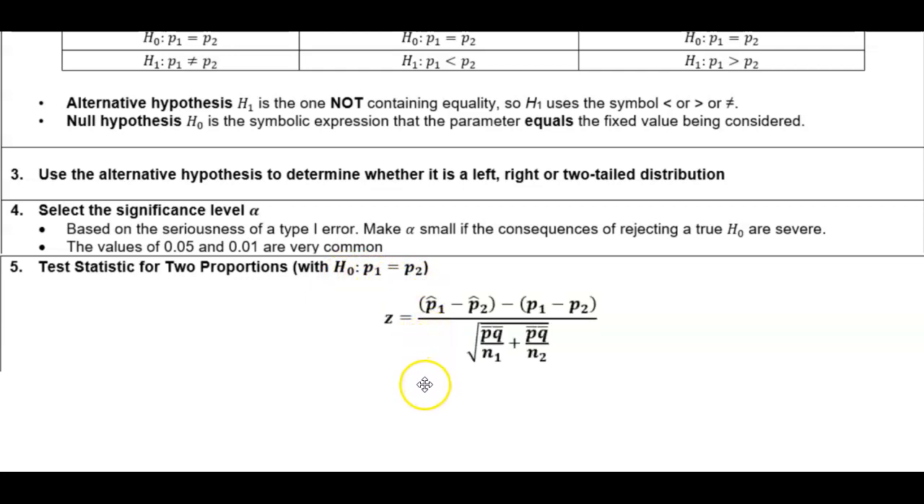So here we have the following. Z is going to equal parentheses P hat 1, or the point estimate of population 1, minus the point estimate of population 2, minus the quantity of population 1 minus population 2, divided by the square root of the pooled sample times the complement of the pooled sample, divided by n subscript 1, which is the size of the sample for population 1, plus the pooled sample times the complement of the pooled sample divided by the sample size of population 2.